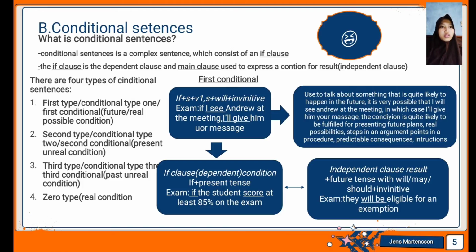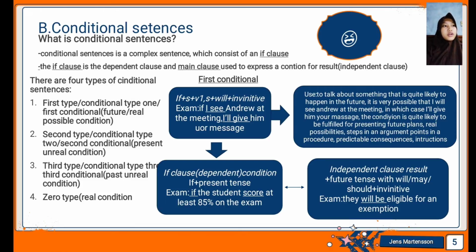And the pattern is: if plus subject plus verb 1, comma, subject plus will plus infinitive. The example is, if I see Andrew at the meeting, I will give him our message. In the sentence, I see is a simple present, and in the sentence I will give, this is a simple future.